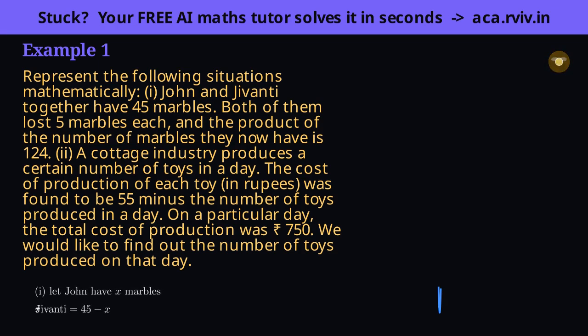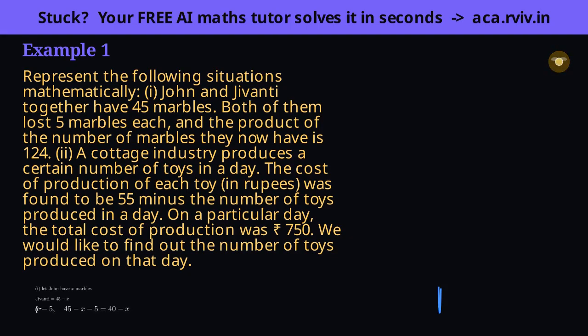Now the story says each of them loses 5 marbles. Losing means subtract, so John drops to X minus 5, and Jeevanti drops to 45 minus X minus 5, which tidies to 40 minus X. These are the counts they hold now.